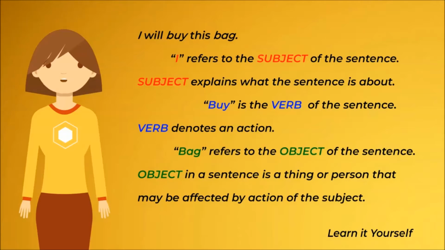I will buy this bag. I refers to the subject of the sentence. A subject of a sentence explains what the whole sentence is about. Buy is the verb of the sentence. Verbs denote action. And bag refers to the object of the sentence. An object in a sentence is a thing or person that may be affected by the action of the subject.